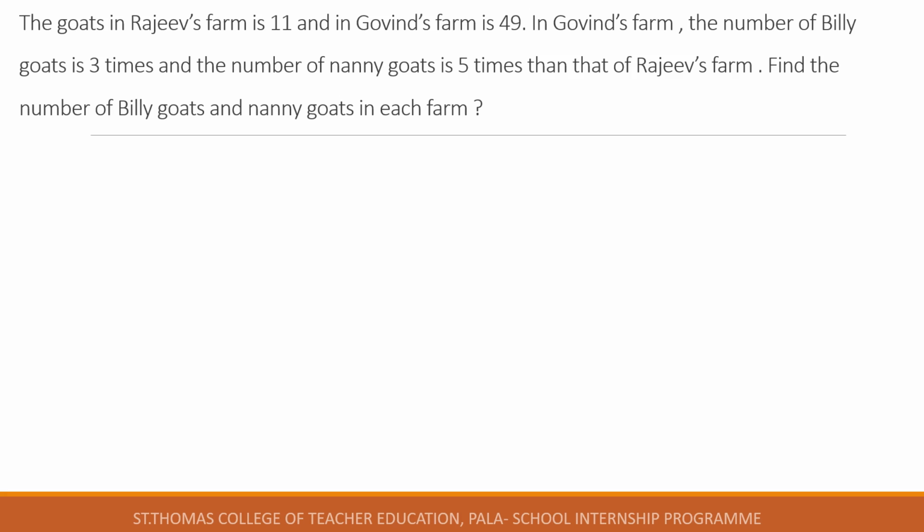So, here you have two people and two kinds of goats. What are you going to take as x and y? Okay, you are going to take the number of billy goats as x and nanny goats as y. Of whom? My question is, the number of billy goats of whom is x and of whom is y. Okay, look at the second sentence.